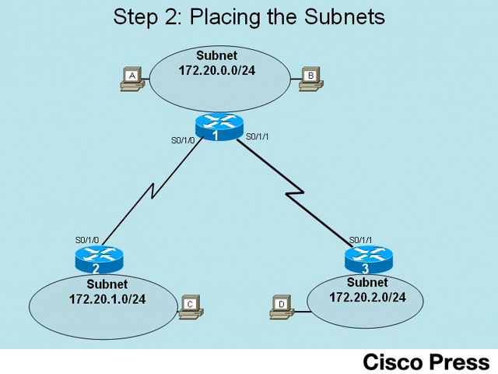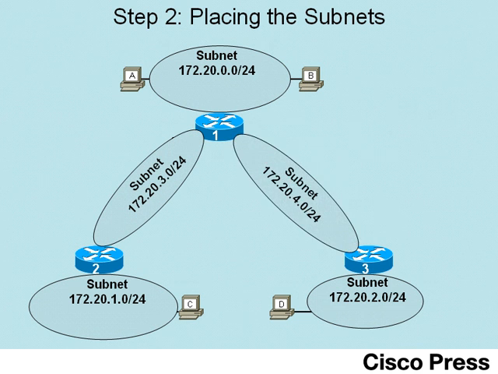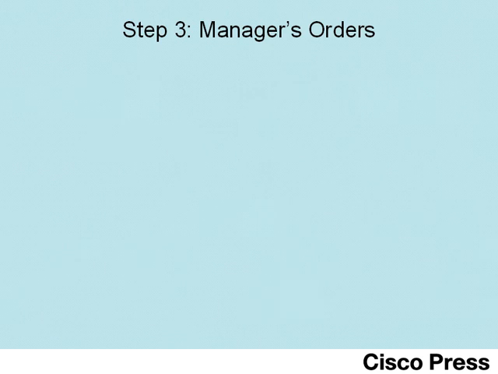Now, of course, we need 2 more subnets for the 2 WAN links, so in this case I chose the 172.20.3.0 subnet for the left-hand serial link, and 172.20.4.0 for the right-hand serial link. Next, let's move on to scenario step 3.